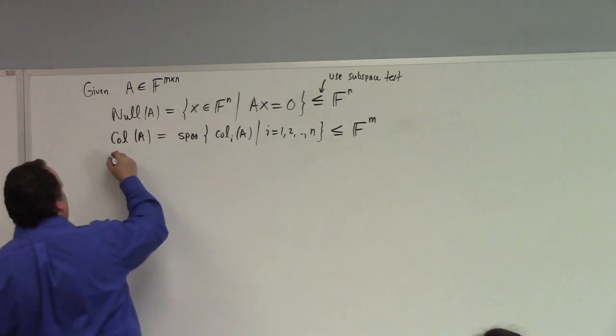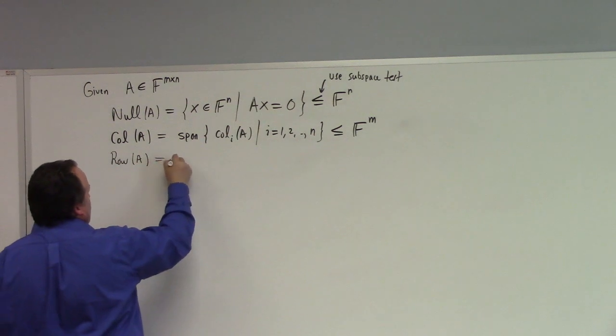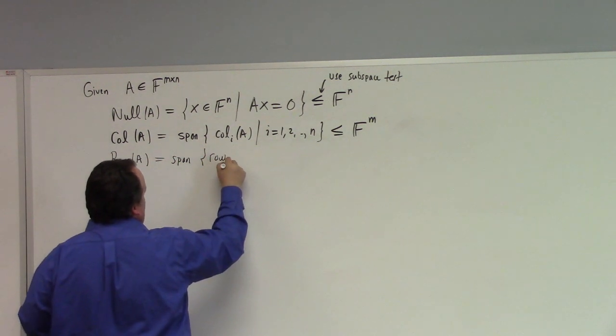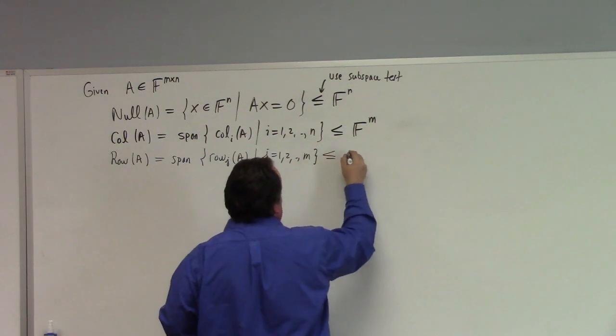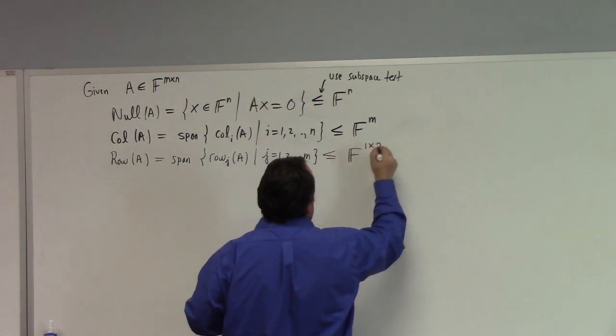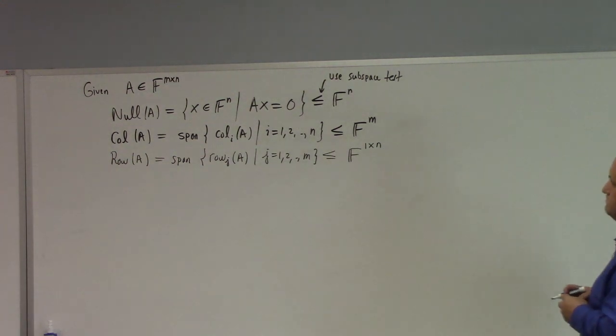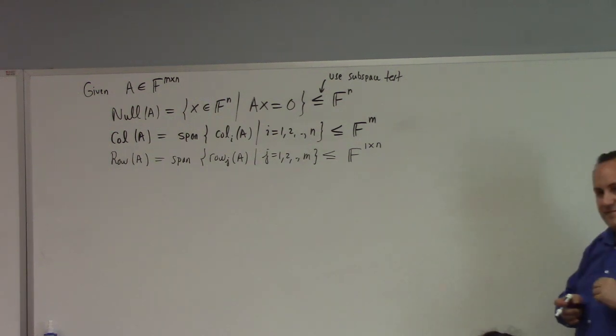And there's also the row space of A, which is the span of the rows of A. That is a subspace of F^(1 by n), I think. Anyway, again, a subspace because it is a span. An interesting theorem that you may or may not know is that the dimension of the column space is equal to the dimension of the row space. But anyway, I'm getting ahead of the story because we don't know what dimension is, right?